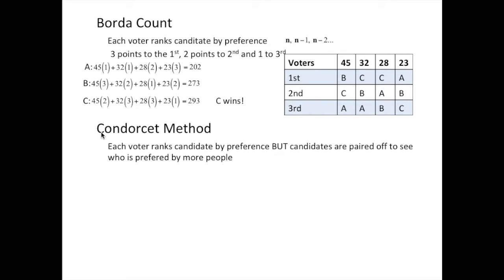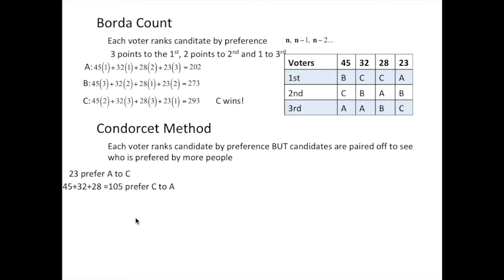C wins. With the Condorcet method, 23 people prefer A over C here. Where else is A preferred? Nope, nope, and nope. So only here do 23 people prefer A. When is C preferred to A? C is preferred to A here, and here, and here. So 23 prefer A to C. Here, C is better than A. Here, C is better than A. Here, C is better than A. But here, A is better than C. Then how many people prefer C to A? 45 plus 32 plus 28, which is 105 people prefer C to A.